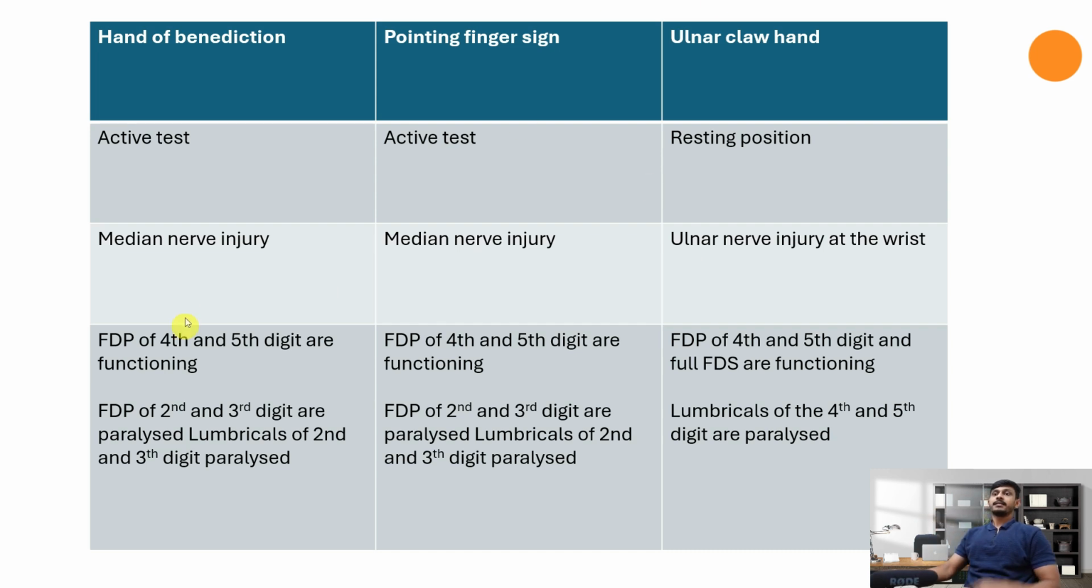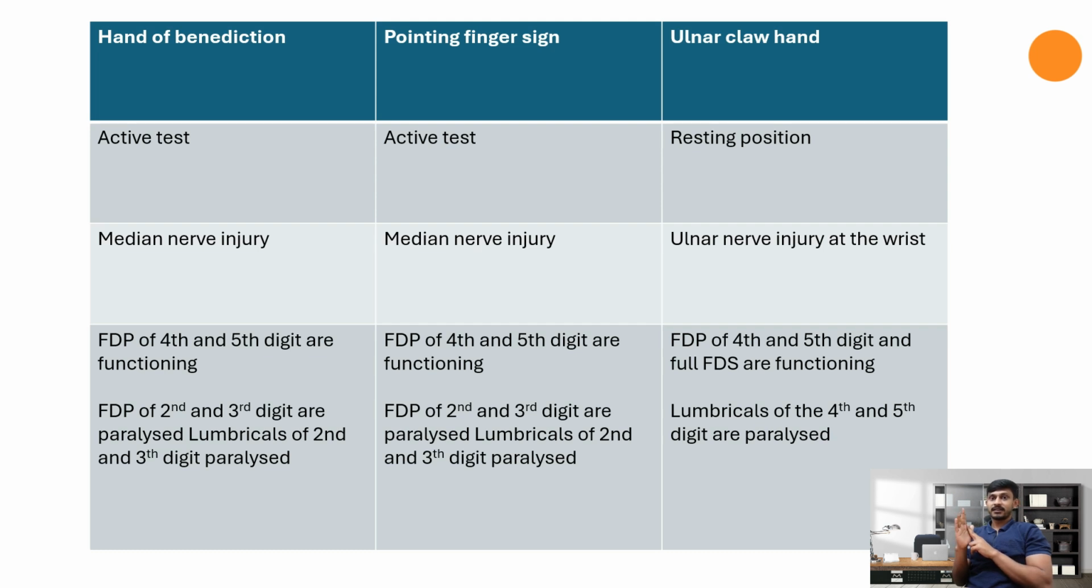So what happens in the hand of benediction / pointing finger sign is, when you ask them to make a fist, the FDP of the fourth and fifth finger are functioning because they are supplied by the ulnar nerve, and also the lumbricals to the fourth and fifth finger are supplied by the ulnar nerve. Okay, so the lumbricals of the fourth and fifth finger and the FDP of the fourth and fifth finger both are supplied by the ulnar nerve.